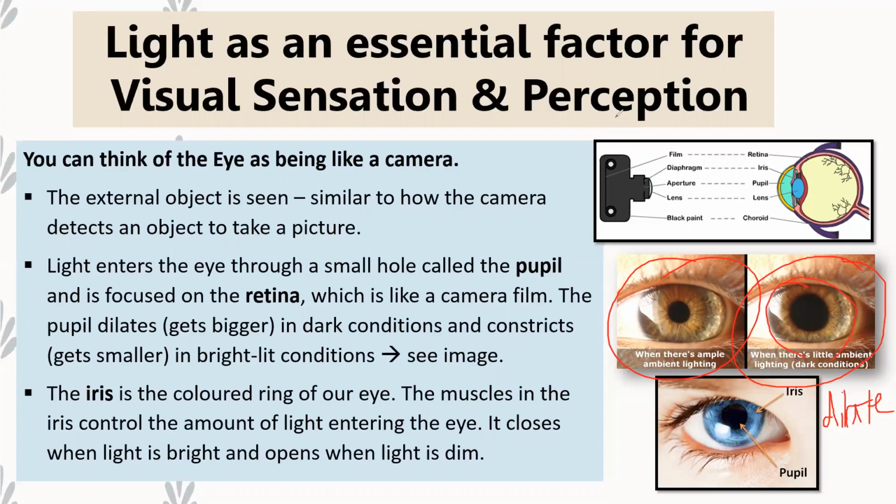Okay, so the iris and the pupil work together, and what the iris does, or how much the iris opens up as a muscle or how much it closes, will also determine how big or how small the pupil is going to become.